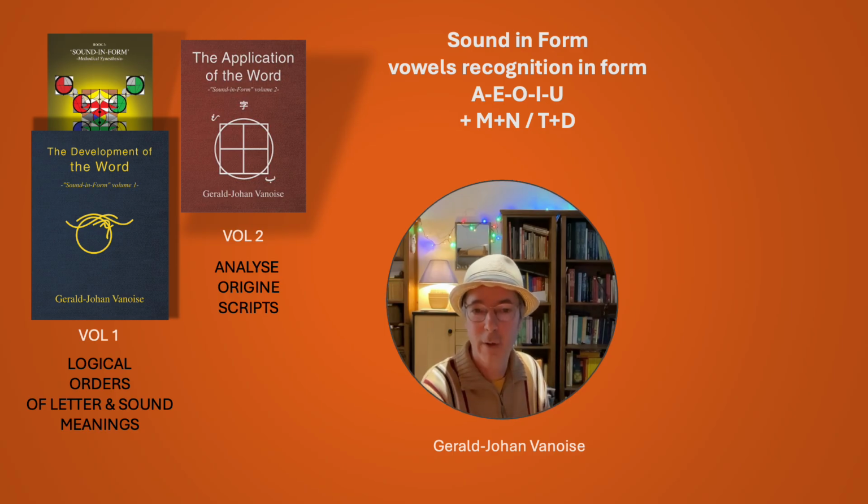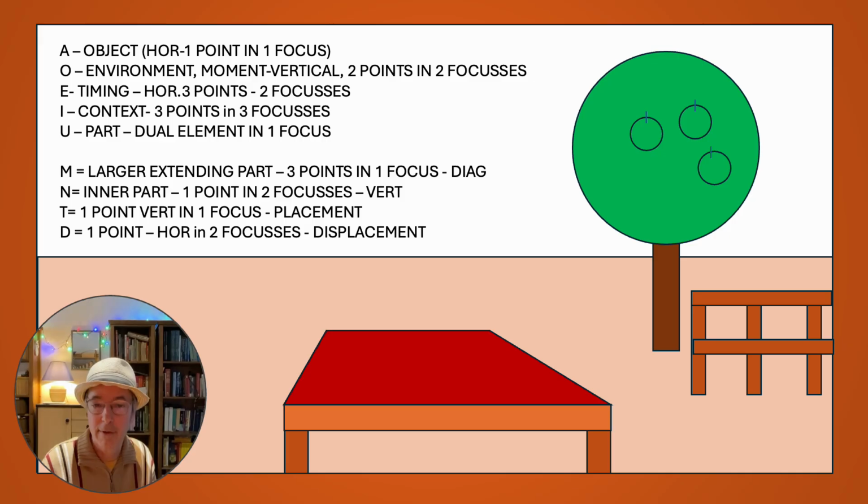And I will take the vowels a, e, o, i, u, and some consonants m and n and t and d, and make you recognize them in an environment, because they are fixed. All these letters have a fixed place. You don't have many possibilities with A. A basically is about the object. It has a guiding of a horizontal point. You have one point, one focus.